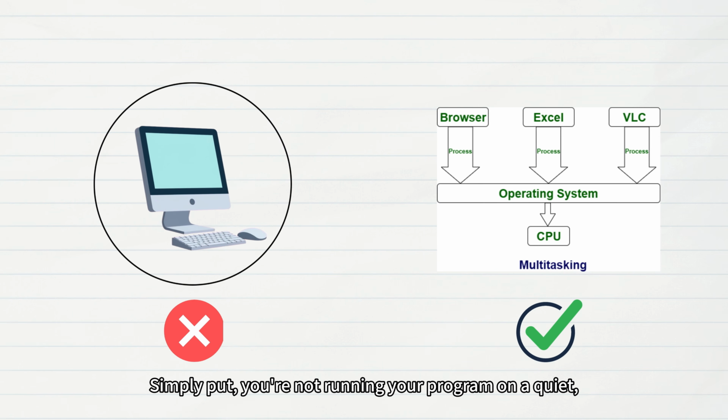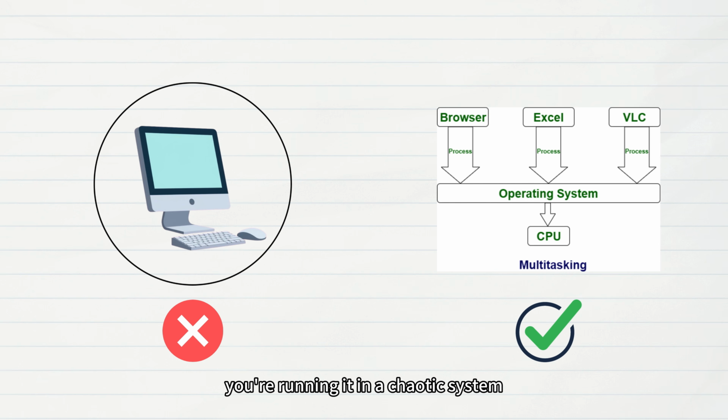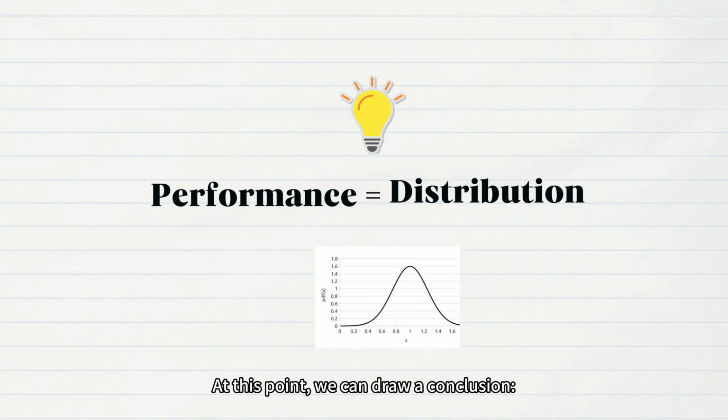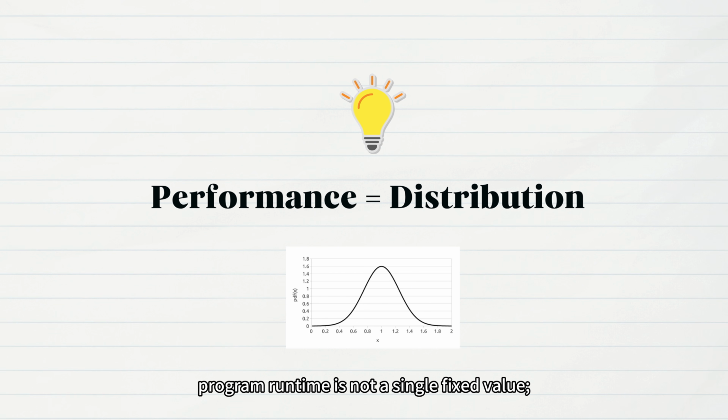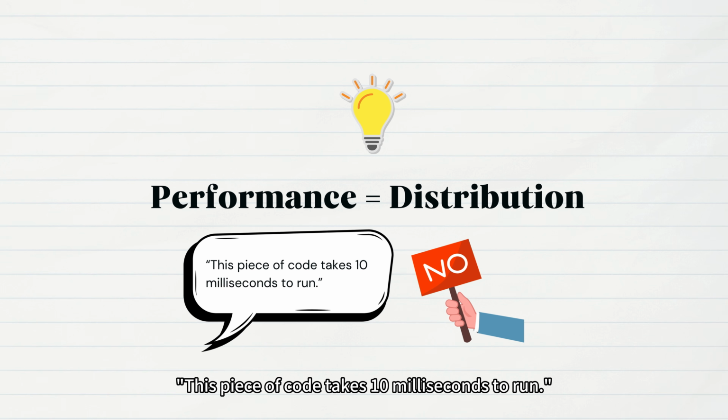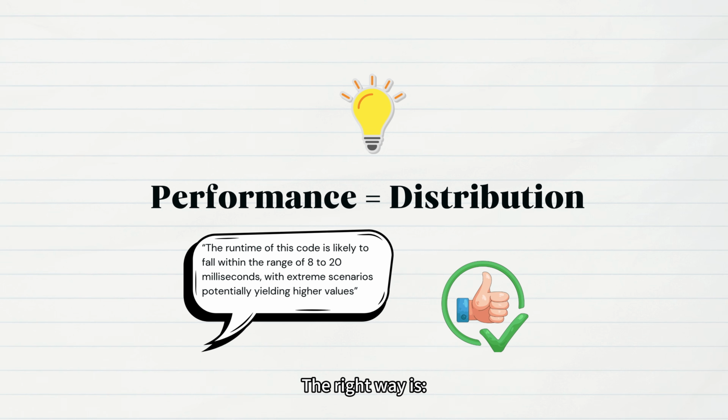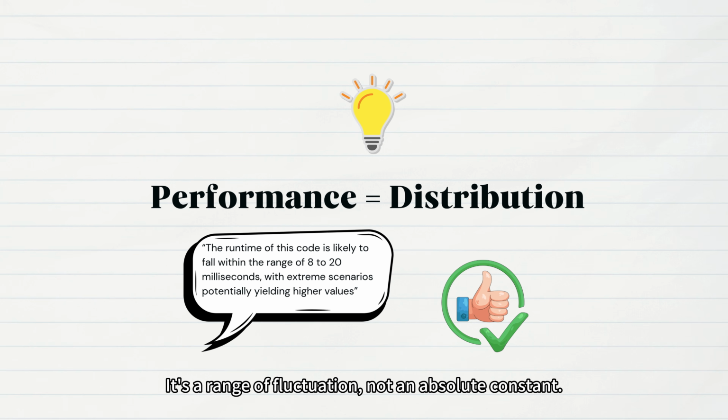Simply put, you're not running your program on a quiet, dedicated machine. You're running it in a chaotic system with multitasking and resource contention. The tiny fluctuations in each stage ultimately translate into variations in your program's runtime. At this point, we can draw a conclusion. Program runtime is not a single fixed value. It is a set of probability distribution results. So the wrong way to say it is, this piece of code takes 10 milliseconds to run. The right way is, the runtime of this code is likely to fall within the range of 8 to 20 milliseconds, with extreme scenarios potentially yielding higher values. It's a range of fluctuation, not an absolute constant.